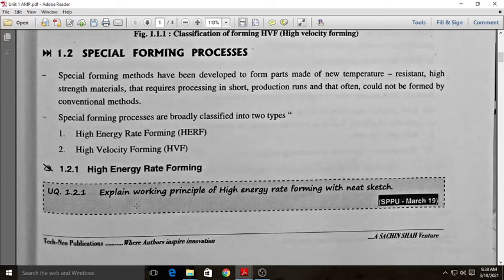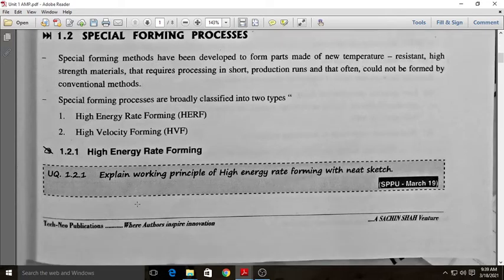Okay students, so the parts which could not be formed by conventional methods, we use these special forming processes to manufacture or form them. Special forming processes are broadly classified into two. First one is the high energy rate forming process, and second one is the high velocity forming process. So here we are going to see what is high energy rate forming.